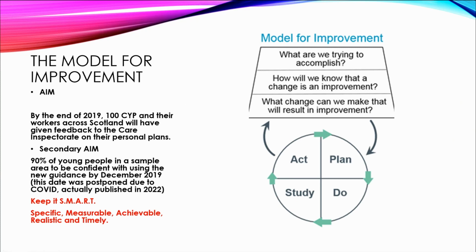Moving on to measurable. In the first aim, I'm stating that I'll talk to 100 children and young people and their workers. In the second, I have said that 90% of young people in the test area will be confident. These are my measures. Regarding achievable, this is something that you need to reflect upon yourself as you work through the plan. For example, if I had assumed I'd be able to speak to 300 young people and workers and later had to change it to 100, I'd be acknowledging my original aim was not achievable.